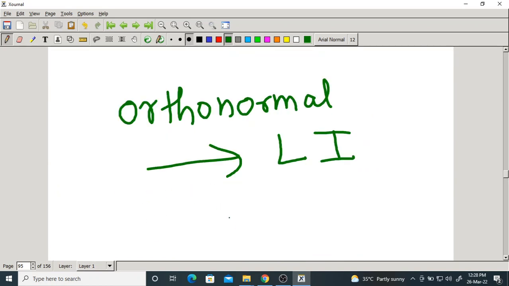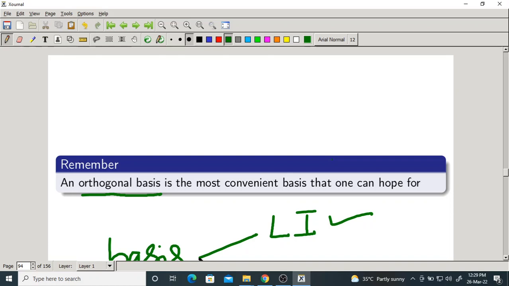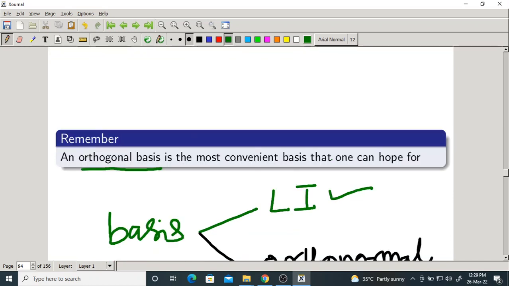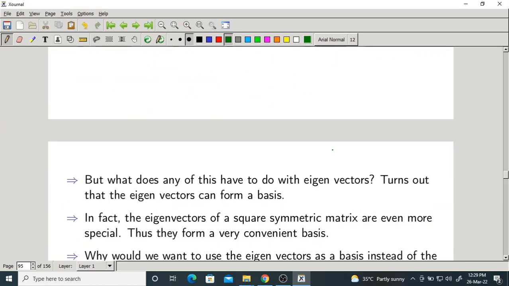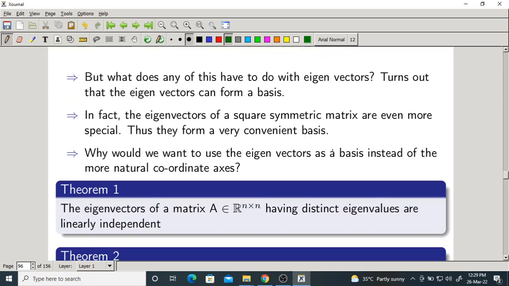But the converse may not be true. If they are LI, they need not be orthonormal. If they are orthonormal, they are linearly independent. No problem. So remember that from now onwards, our basis functions are orthonormal. I hope we have used orthonormal basis functions in our ADC course also. That is about basis functions.